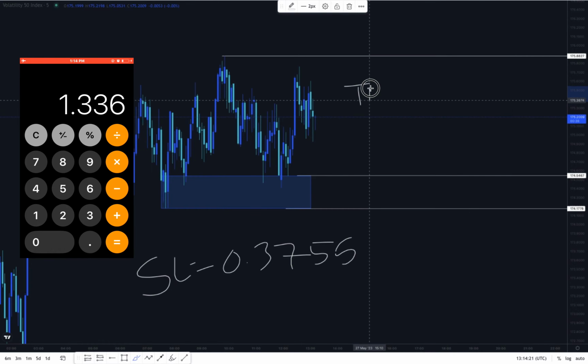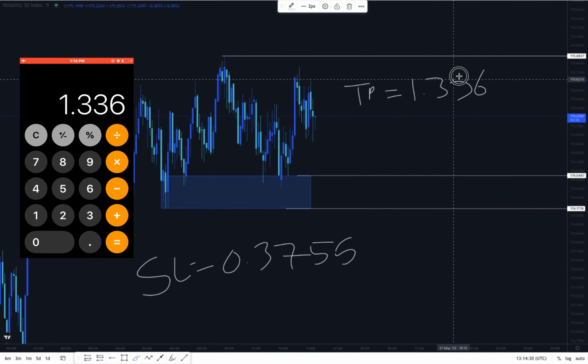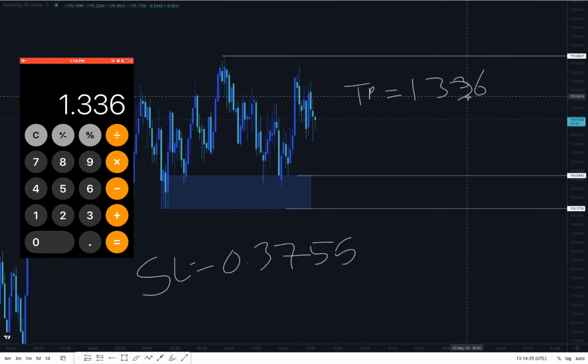TP. The TP is equal to 1.336. Don't mind my 3, it's kind of like a C. So 1.336 is the pips count between these. From our entry to our TP is going to be 1.336 pips, and from our entry to stop loss is going to be 0.3755 pips.